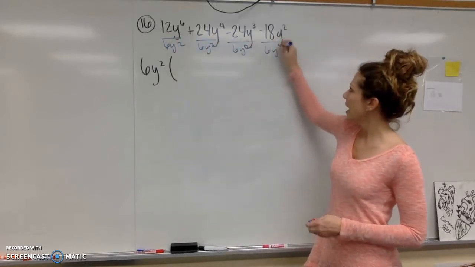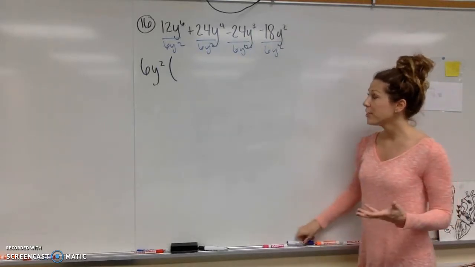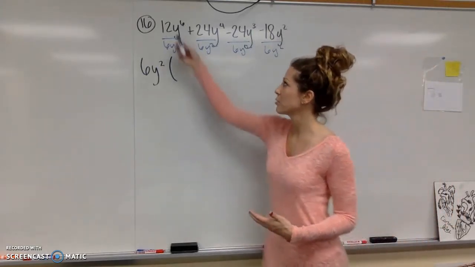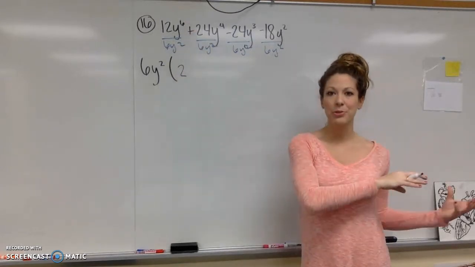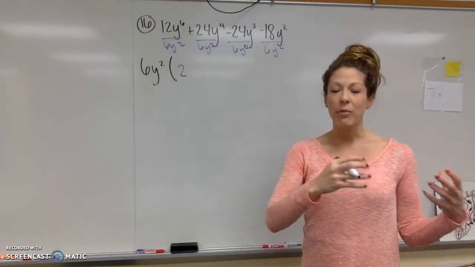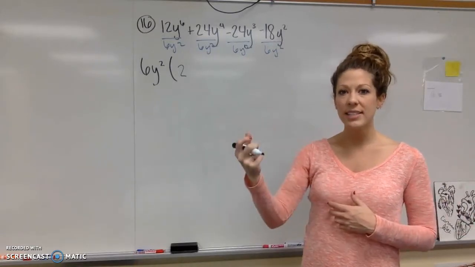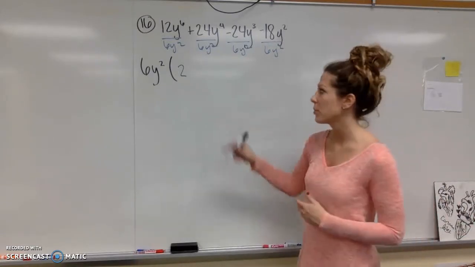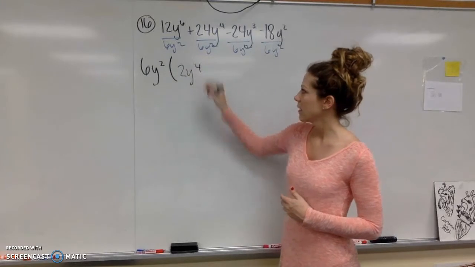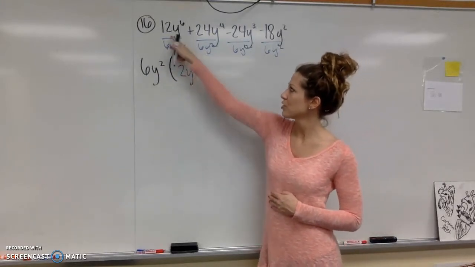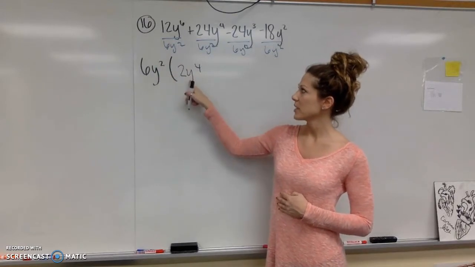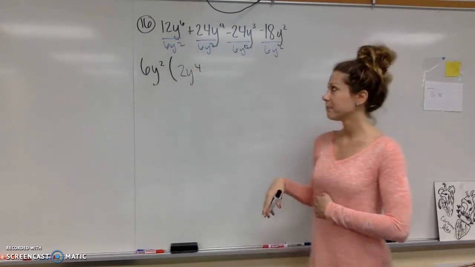So when we divide our coefficients, we're actually going to divide the numbers. So 12 divided by 6 is 2. But with exponents, we remember from our exponent rules from the last chapter, we subtract exponents. So y to the 6th divided by y squared is y to the 4th. So then if I were to multiply this back out, I would have 6 times 2, which is 12, and y squared times y to the 4th, which is y to the 6th.